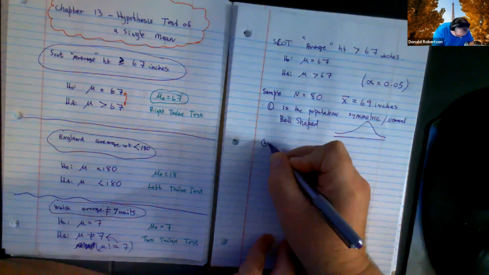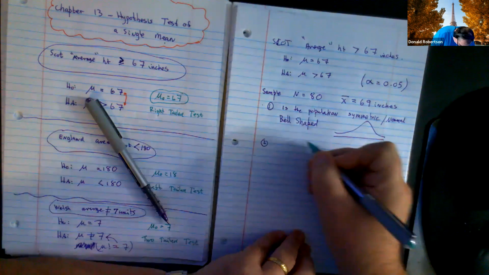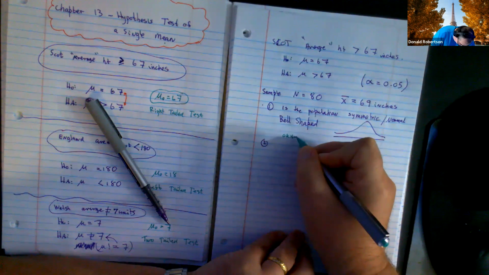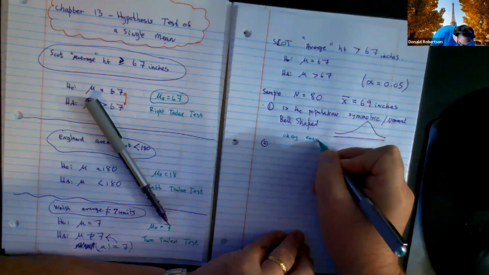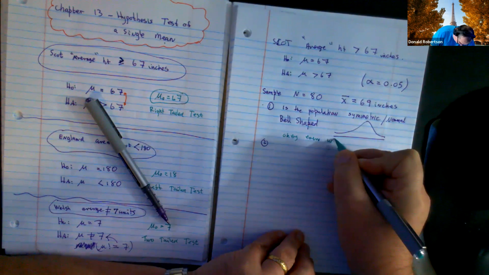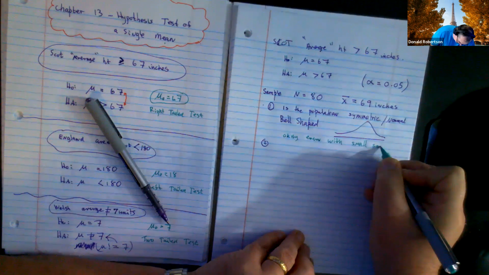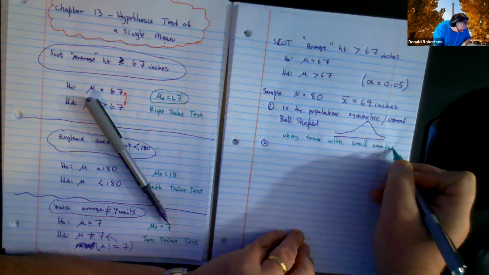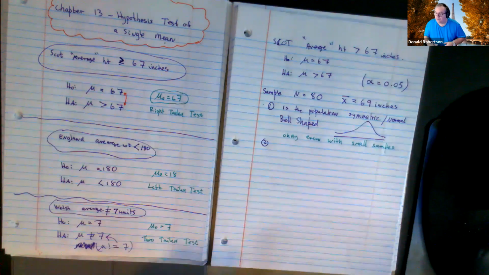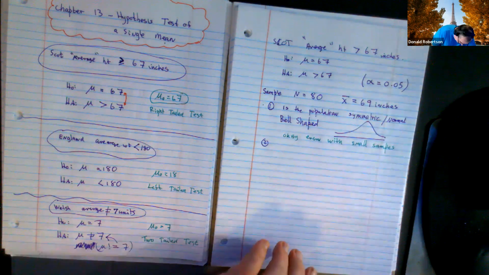Right? So this is okay, even with small samples. And small could be, you know, only 20 people, right?